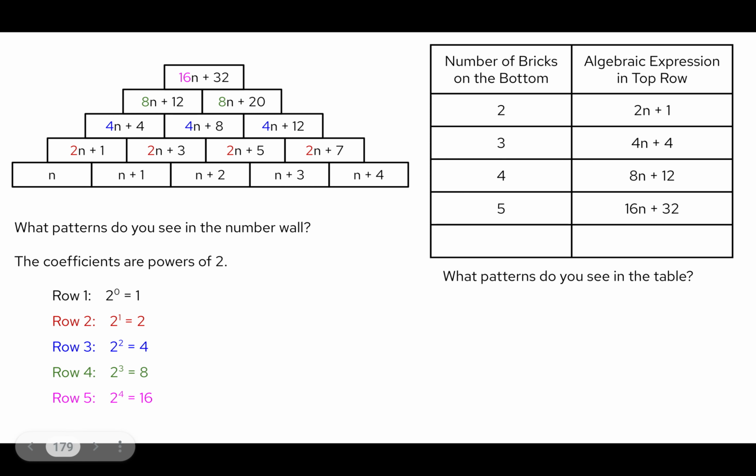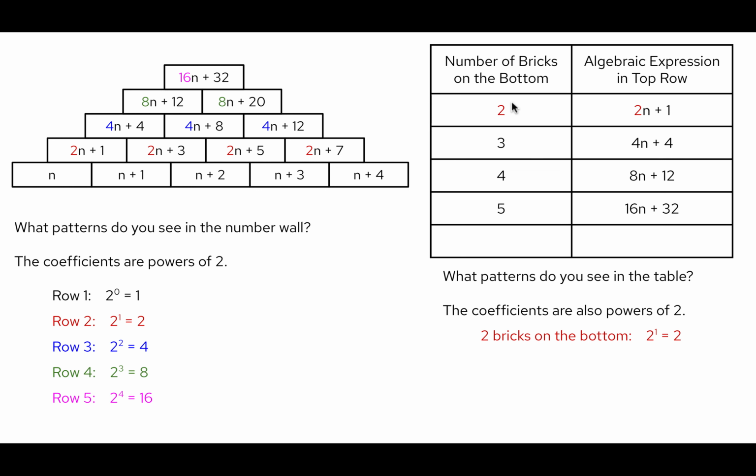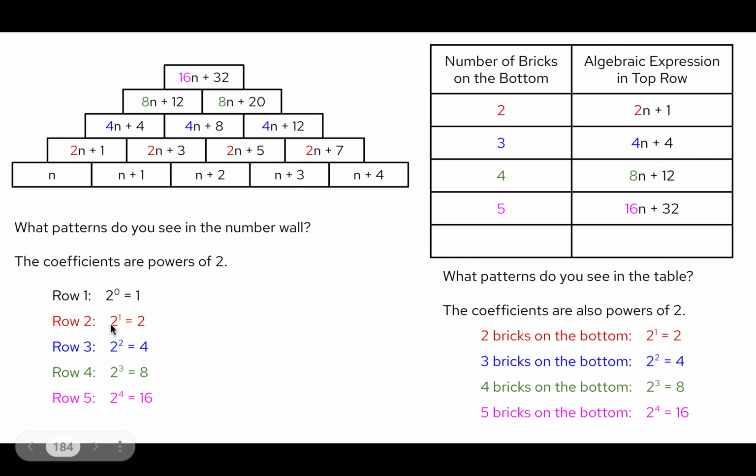Now let's see what patterns we see in the table. And again, I notice that they're coefficients. They're also the powers of 2. And so when we have 2 bricks on the bottom, I notice that the coefficient is 2 to the power of 1, or 2. When there's 3 bricks on the bottom, I know that it's 2 squared, or 4. When there's 4 bricks on the bottom, it's 2 cubed, or 8. And when 5 bricks are on the bottom, it's 2 to the power of 4, or 16. So you can see how these go together. The rows equaling the number of bricks.